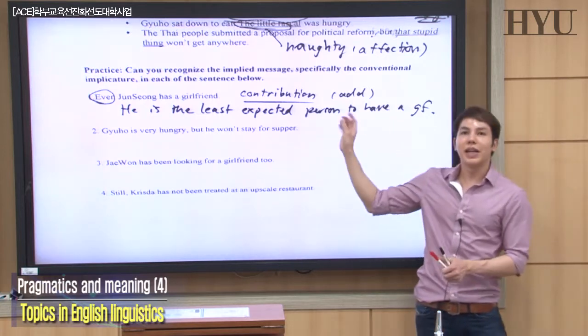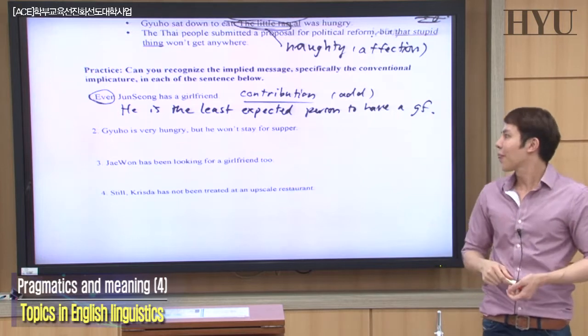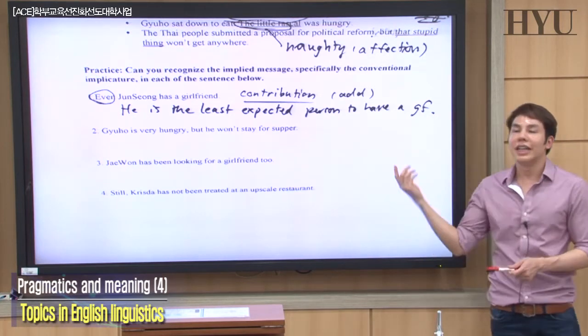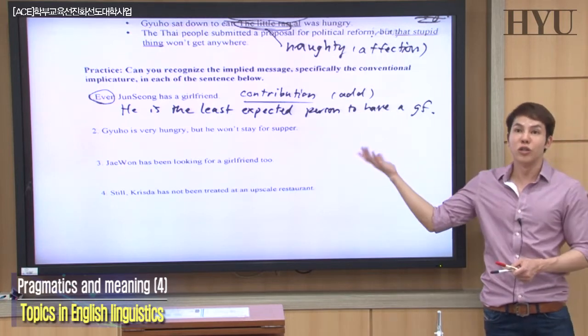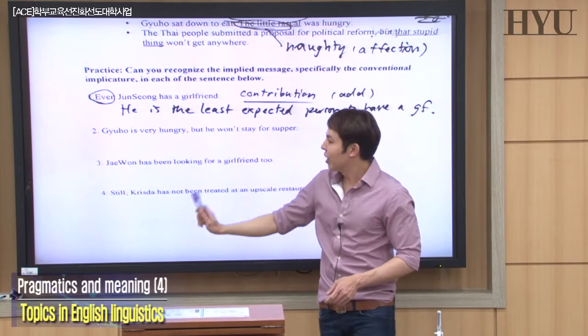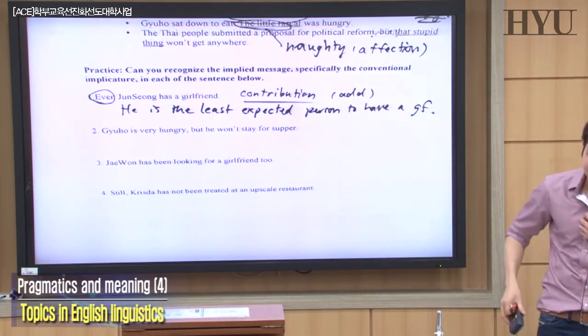So this is like the panchan, the implied message on the side, which is implied in there. And it's not taken for granted, right? This is new information. Now, can you do 2, 3, and 4? I'll give you maybe 4 or 5 minutes.